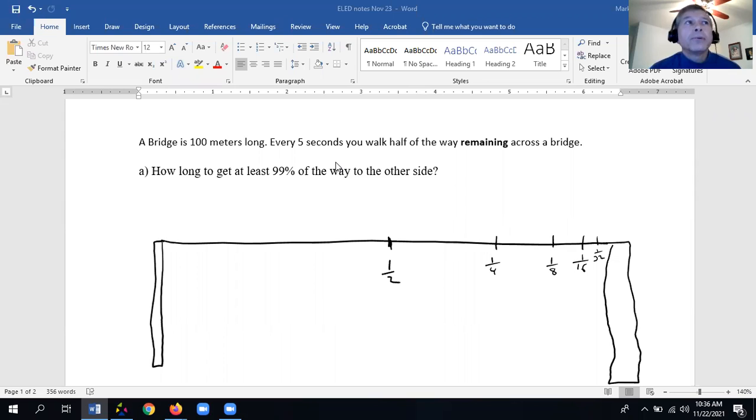Okay, I want to go ahead and review the bridge problem that we did yesterday. So here we are. This is a picture of a bridge, and it says a bridge is 100 meters long. So that's from the start here to the end. And it says every 5 seconds you walk half of the way remaining across the bridge. Now, part A is how long to get at least 99% of the way to the other side.